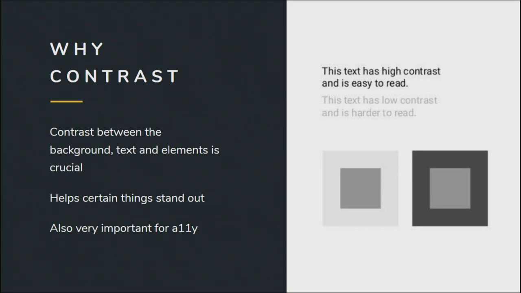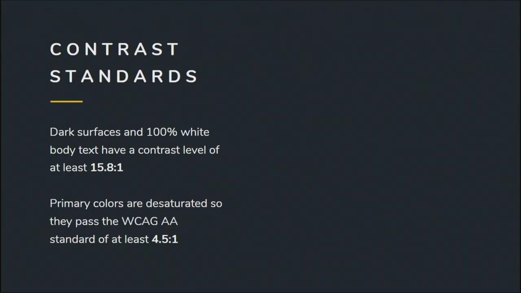If you look at the image, the high contrast text is easy to read, low contrast text is difficult to read, pretty basic stuff, right? But how does this translate to dark design? Dark surfaces and white body text should have a contrast ratio of at least 15.8:1. The accessibility standards, if you look at accessiblecolors.com, typically say a ratio of 4.5:1. But when you're doing dark designing on Android, it should definitely be 15.8:1.